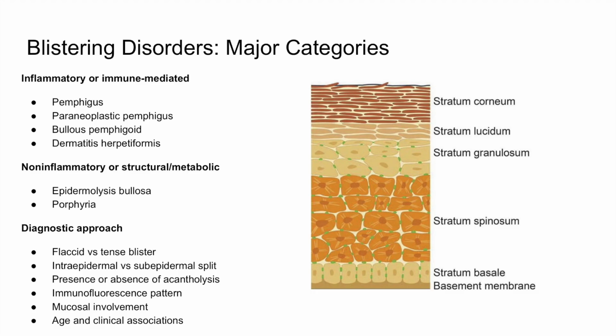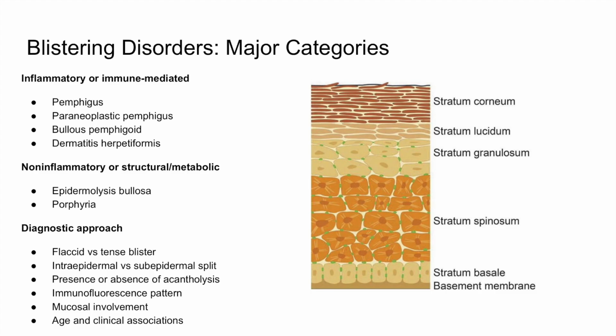All right, so the fastest way to approach a blistering disorder is to determine where the skin is separating. So an intraepidermal split leaves only a thin blister roof, producing the fragile, flaccid bullae seen in pemphigus vulgaris. A subepidermal split leaves the entire epidermis as the roof, producing tense, durable bullae seen in bullous pemphigoid, dermatitis herpetiformis, and some forms of epidermolysis bullosa.